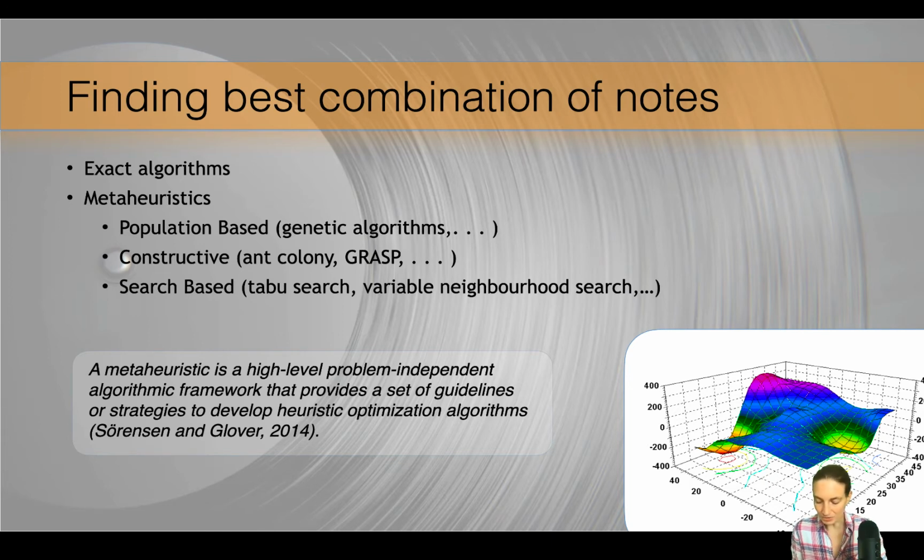This is not intended to be a technical talk, so I won't go into this, but you might have heard things like genetic algorithms or ant colony optimization. We use a search-based heuristic called variable neighborhood search.